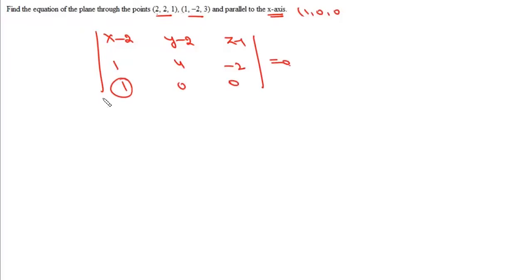Now we expand it about this third row, and we'll get minus 2y plus 4 minus 4z plus 4 equals 0. So this equation will be y plus 2z minus 4 equals 0, and that is the answer to this question.